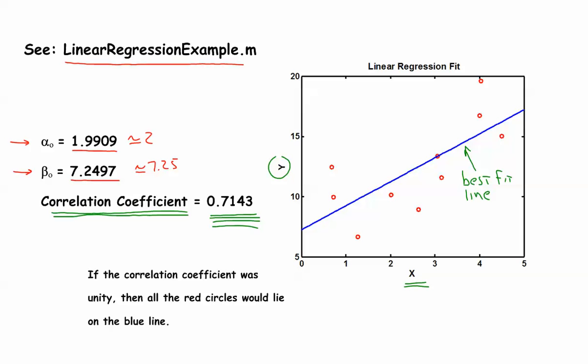I'll just point out that if the correlation coefficient was unity, then all of the red circles would fall exactly along the blue line. All of those data points, all the y data points, would squash down and fall right along the blue line. So make sure you do download the linear regression example. It shows you some interesting steps in there.